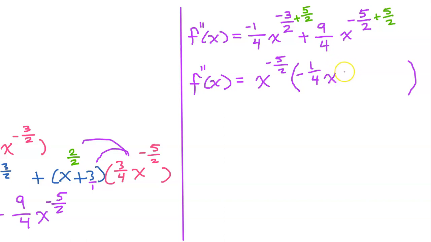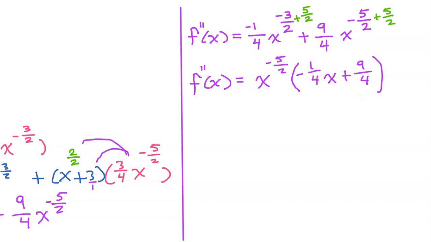Moving on to the next term, I'm going to bring down the 9/4. But then -5/2 plus 5/2 is 0. The 0 power makes this a 1. So I don't really have to write anything. So I don't need that much space in these parentheses. So we have this so far.